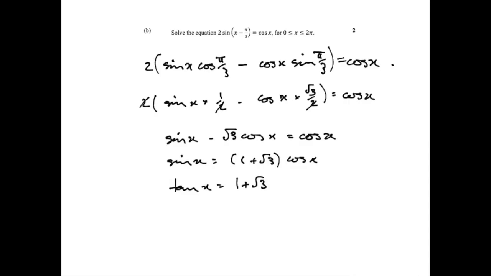Right, 1 plus root 3 is not a value that we know the exact value of, so we need to use our calculator, and we get 1.22, 2 decimal places, and that would be the first quadrant where tan is positive. It's also positive in the third quadrant, so I need to add pi to this, and it's 4.36, correct to 2 decimal places.